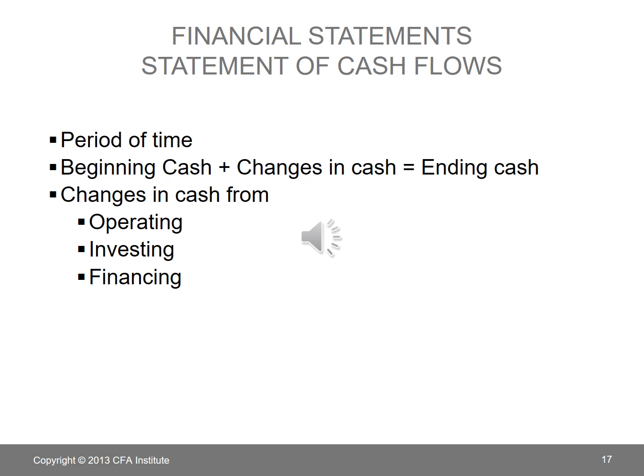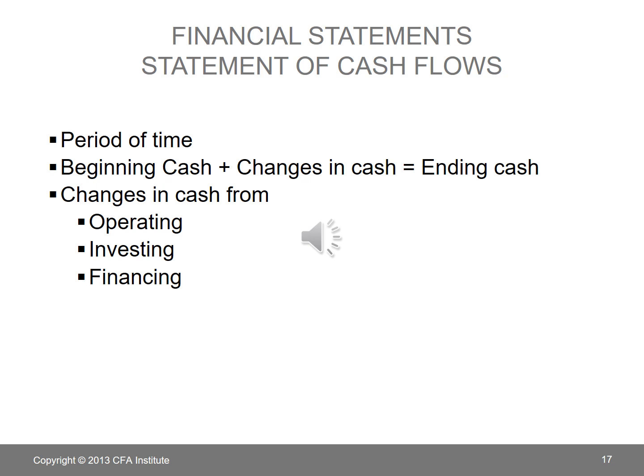Cash flows from investing activities are those cash flows from activities associated with the acquisition and disposal of long-term assets, such as property and equipment. All of these are considered investment cash flows. And finally, cash flows from financing activities are those cash flows from activities related to obtaining or repaying capital to be used in the business. So basically, all the funding and repayments of funds in the business.